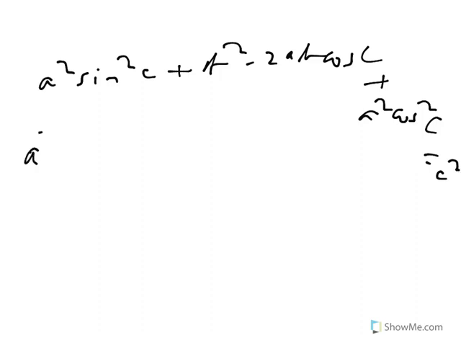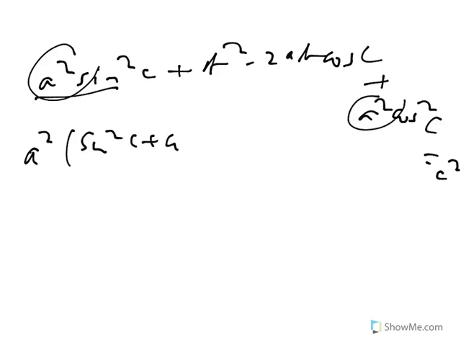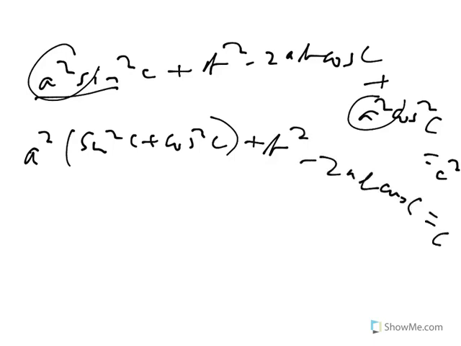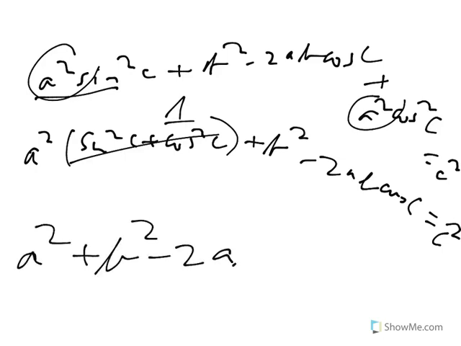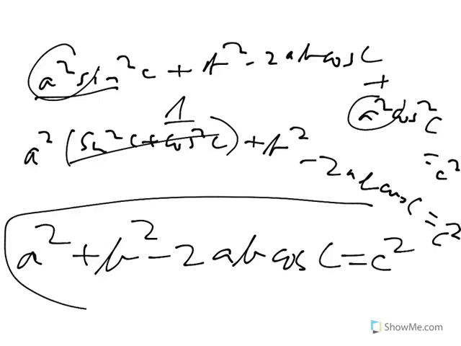Well, just like before, the a squared is in this term, and in this term I factor out sine squared C plus cosine squared C. Still have the b squared and the minus 2ab cosine C equals c squared. This becomes 1, and again, I'm left with the famous law of cosines.